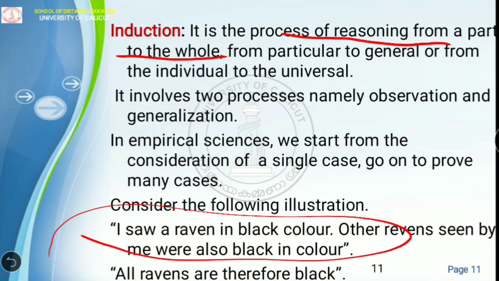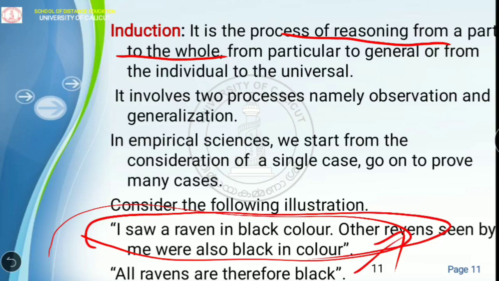So that is a conclusion: all ravens are therefore black. How do you reach this conclusion? It is from the statement, from the particular to a general conclusion. So it is just the opposite of induction: deductive reasoning.